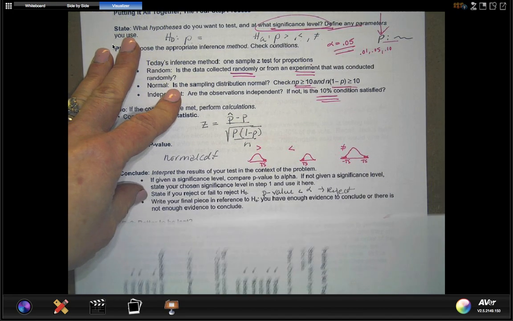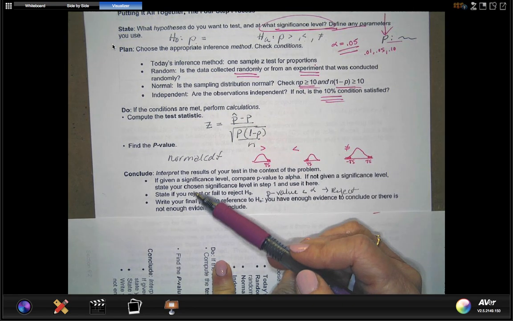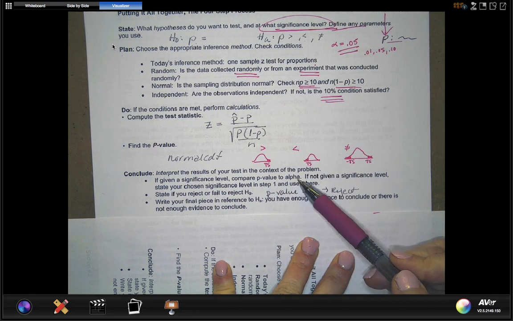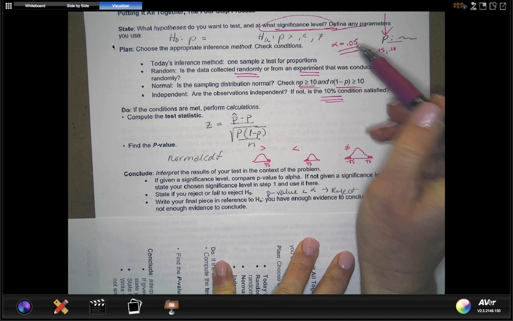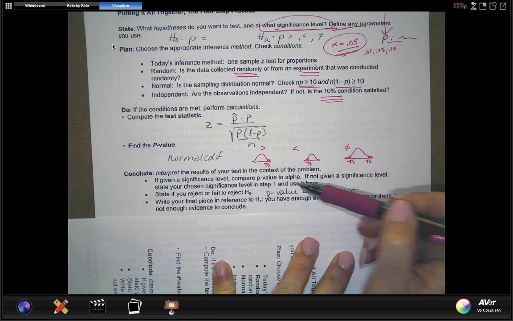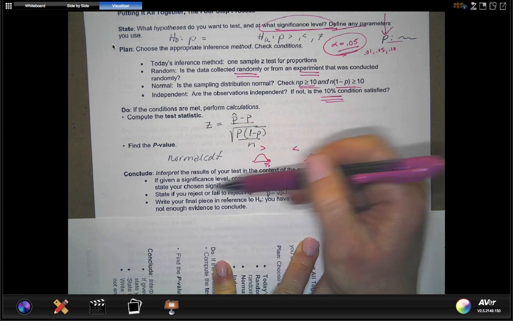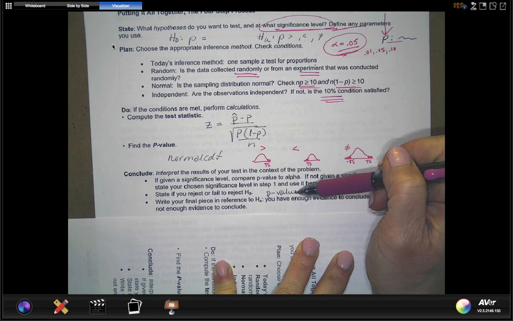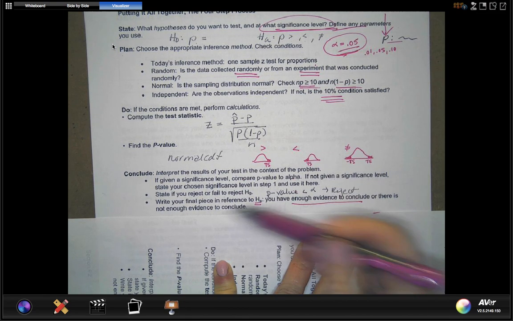All right, this right here, I tried to keep pretty much the same. If you're given a significance level, compare your p-value to alpha. If you're not given one, make sure you state your chosen level up here, like I just said, and then use it here. Compare your p-value to alpha. State if you're going to reject or fail to reject. Again, if your p-value is small, the result's not likely to happen. So if it's less than alpha, you're going to reject. And then your final piece is in reference to HA. You either can conclude or you can't conclude.